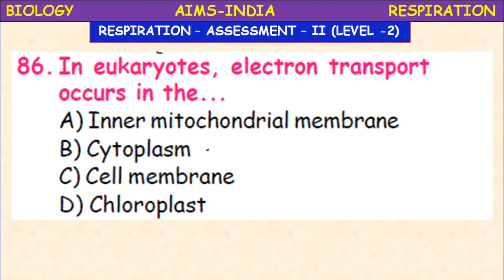In eukaryotes, meaning higher cells, electron transport occurs in the inner mitochondrial membrane, cytoplasm, cell membrane, or chloroplast. It is the inner mitochondrial membrane, particularly cristae. The inner membrane of mitochondria is divided into folds called cristae. In the cristae the electron transport system or electron transport chain is present. Several F1, F2 and F0 particles are present, which are involved in electron transport. Okay, children.